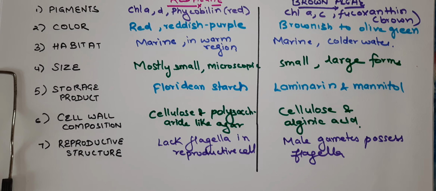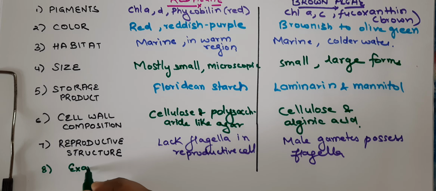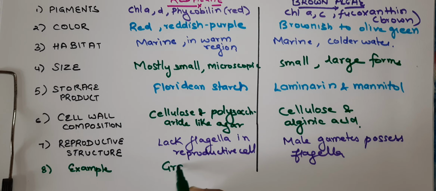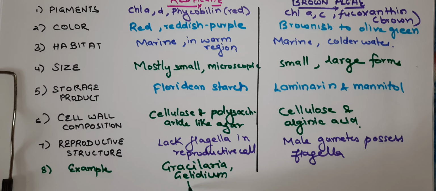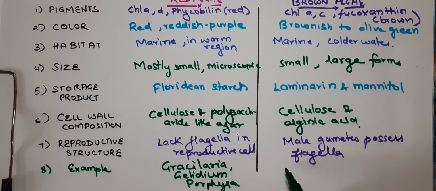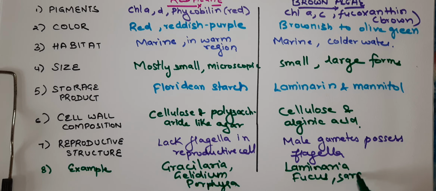Before closing, I will just give you the example of the red algae and the brown algae. So the red algae species include Gracilaria, Gelidium and Porphyra. Whereas the brown algae includes Laminaria, Fucus and Sargassum. Okay.